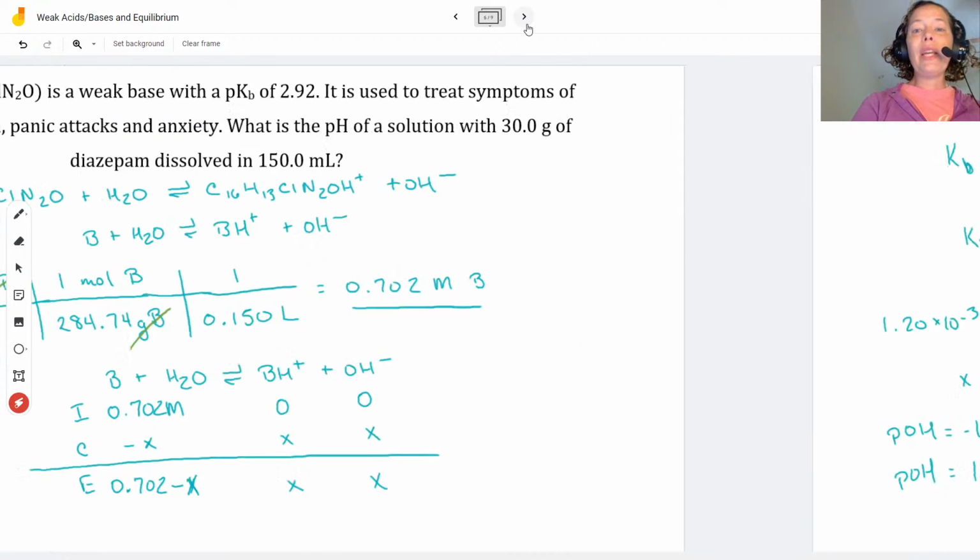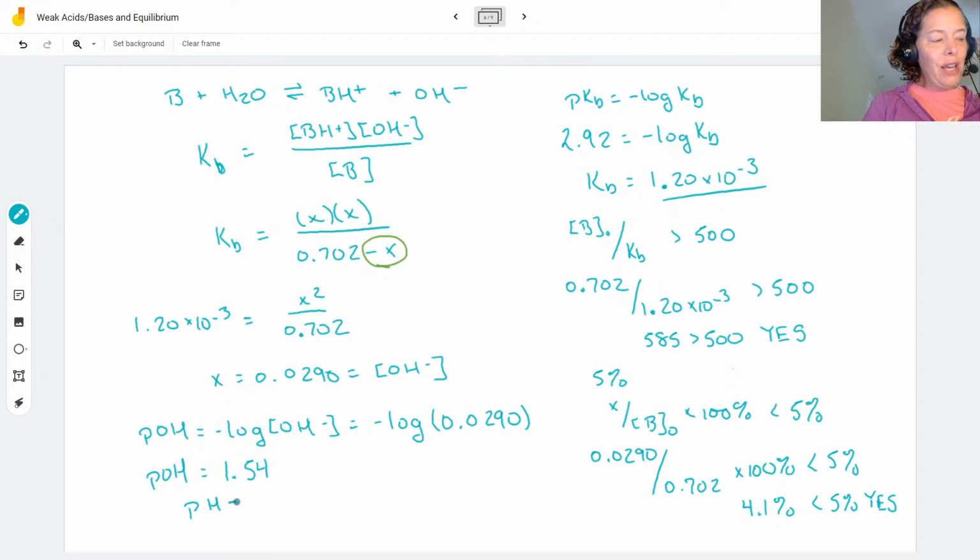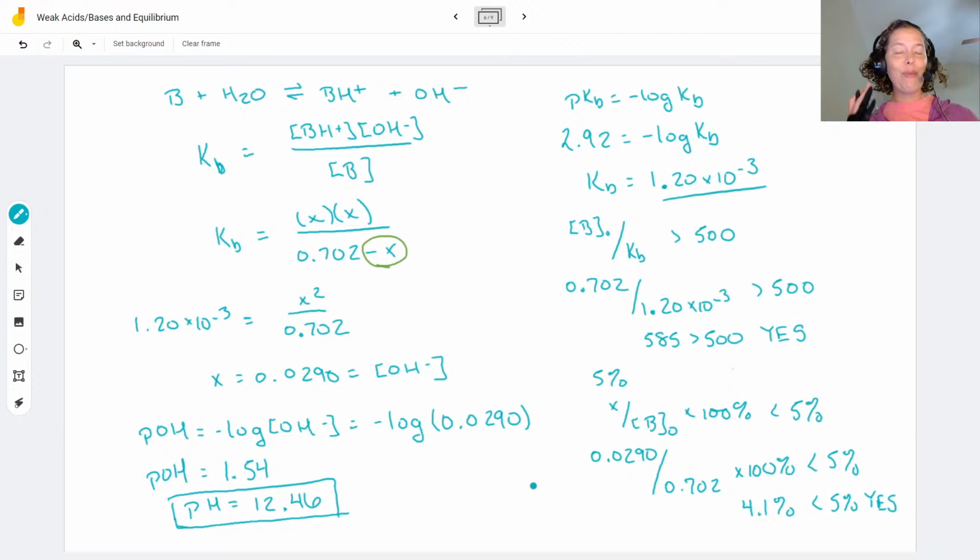So again, make sure you stay grounded in what's going on chemically and ask yourself, does this make sense with the system I have? Okay, so it makes sense to have a pOH value of 1.54 because that means your pH value is 12.46. Yeah, we got a base in solution. We should have a pH that is greater than 7. I'm going to box this so that if it is graded, then my teacher or my professor can find my answer quickly.